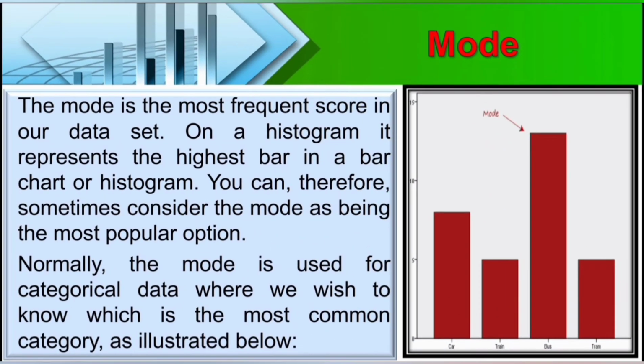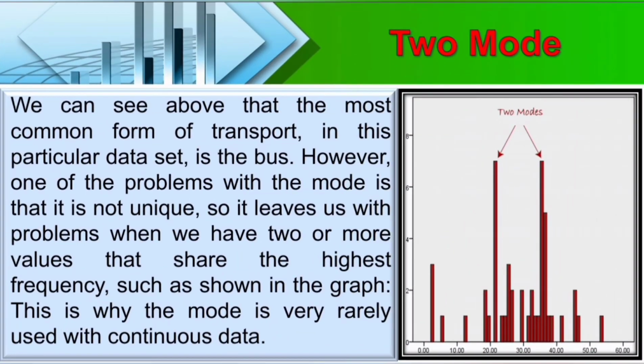Mode. The mode is the most frequent score in our dataset. It represents the highest bar in a bar chart or histogram. You can therefore sometimes consider the mode as being the most popular option. Normally the mode is used for categorical data, where we wish to know which is the most common category, as illustrated below. Two modes. We can see above that the most common form of transport in this particular dataset is the bus.